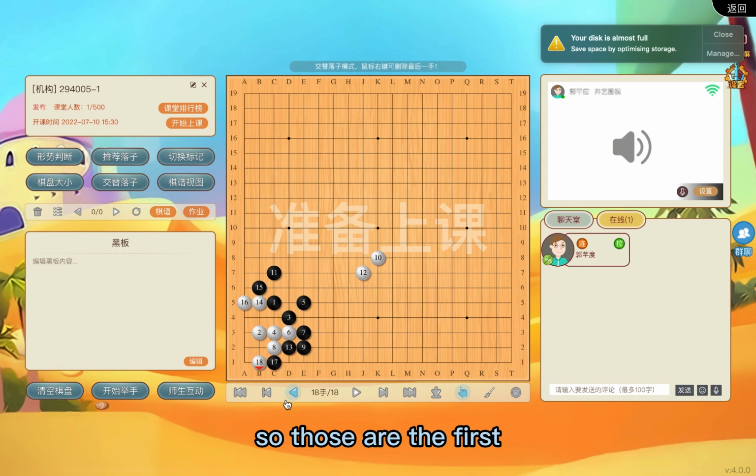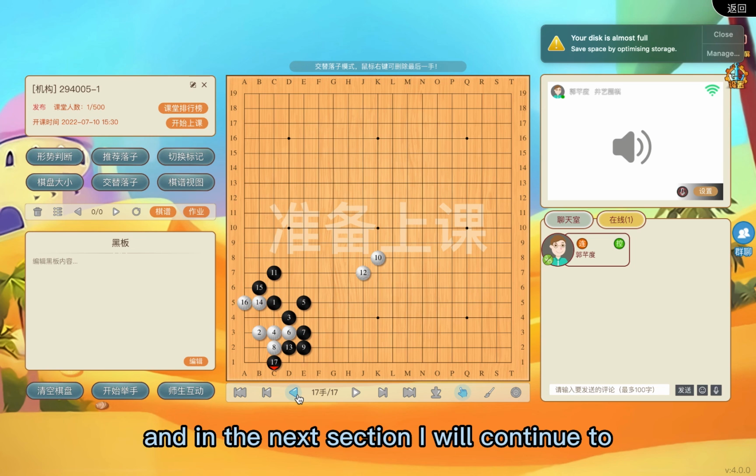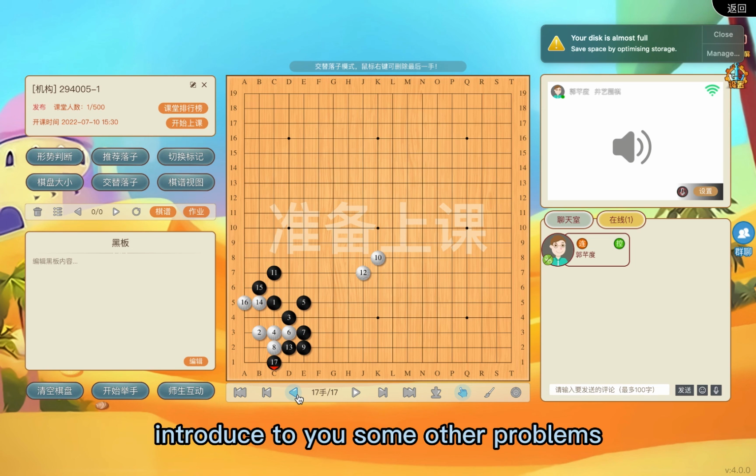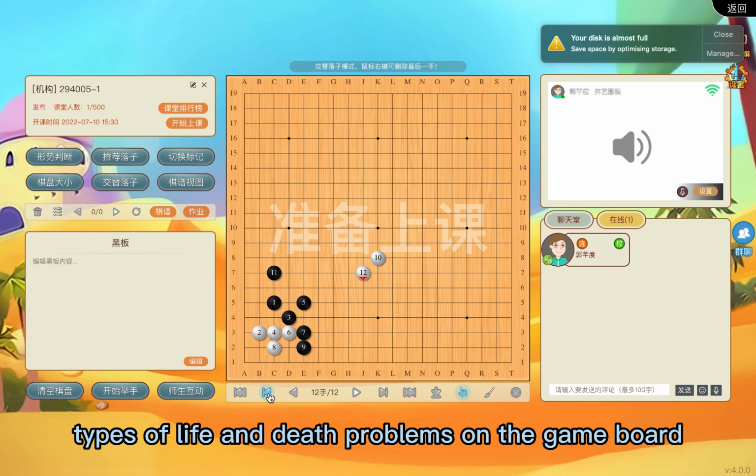So those are the first 5 problems that we're going to present, and in the next section I will continue to introduce to you some other problems and that represent other types of life and death problems on the game board.